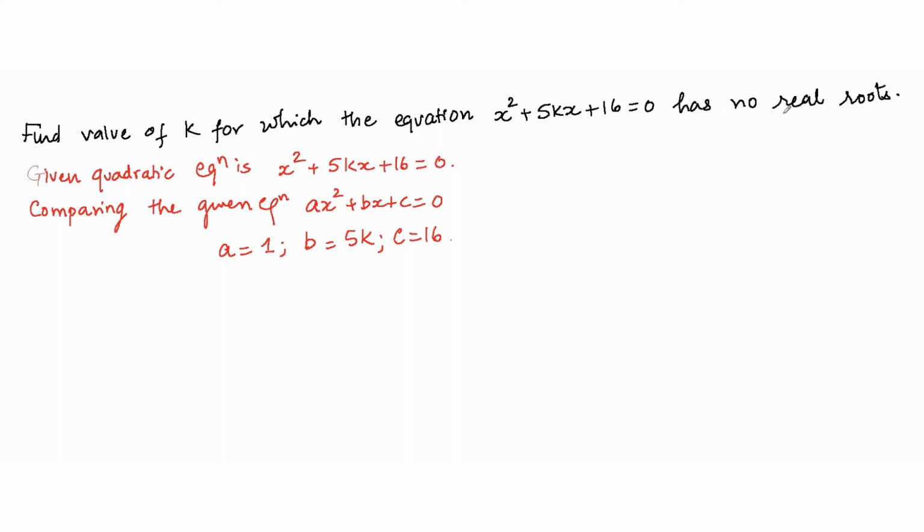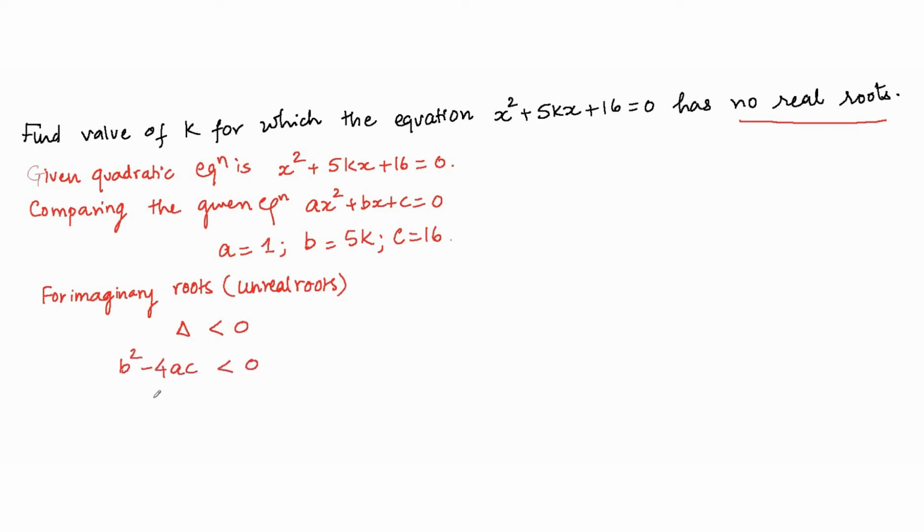Now I want the equation to have no real roots. So that means I want the equation to have imaginary roots, also known as unreal roots. For imaginary roots or unreal roots, I know that the discriminant should be less than 0, which means b square minus 4ac should be less than 0. Now b square is 5k the whole square minus 4 into 1 into 16 should be less than 0.